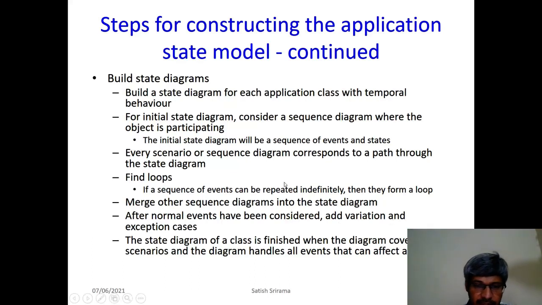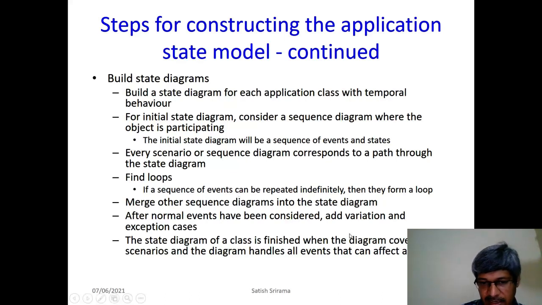Once you have identified all the normal events, consider the variations, exceptions, cases, etc. That's how the basic state diagram grows. You start with a basic state diagram by looking at the primary events in one of the sequence diagrams. But then you iterate through all these sequence diagrams, identifying new events and new states, and that's how the state diagram grows.